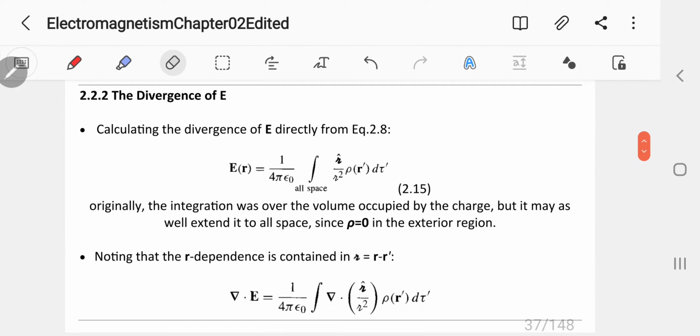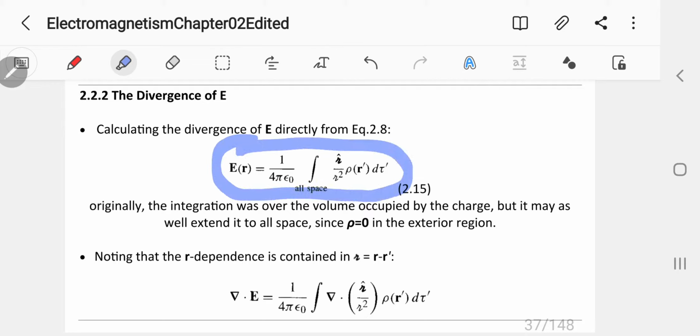We'll proceed with the divergence of the electric field. If we go back to equation 2.8, where the electric field is given by this one, we can get the divergence of the electric field by getting the divergence here and also on this side. But the divergence, this del here, is just interchangeable with the integral symbol. They commute, so you can put the del also inside of the integral.